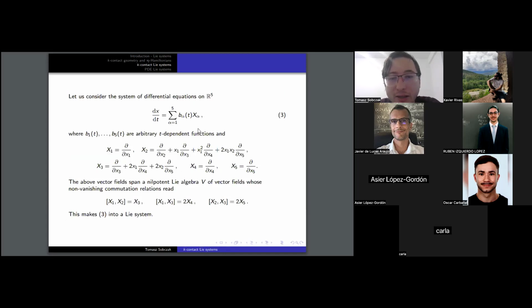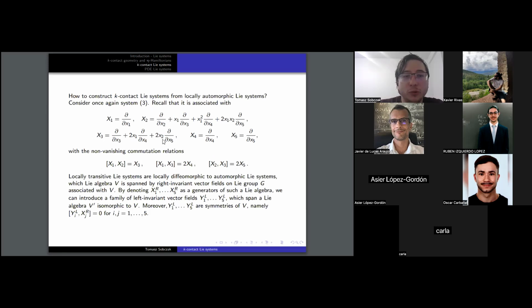Okay, so as a reference system, I will just give a system of differential equations on R5 in such a manner. So we have X1, X2, X3, X4, and one can easily see that they are closed under taking the commutations, and the non-vanishing commutation relations are given there. So we have X1, X2 gives us X3, X1, X3 gives us 2 times X4, and so on. So we can easily check that this system is indeed a Lie system. So we will try to make it a k-contact Lie system.